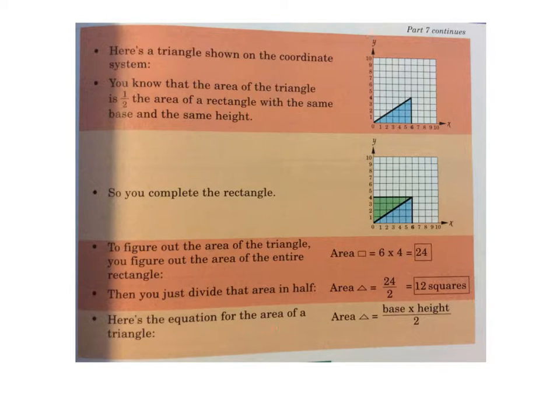So here's the equation for area of a triangle. If we're doing area of just a rectangle, we know that we have to do base times height. But because it's a triangle, we know that triangles are half, so we divide it by 2. Remember, the fraction bar here can mean divided by. So base times height divided by 2, and you'll figure out the area of just the triangle. So go ahead and open up your workbook and we'll practice this.